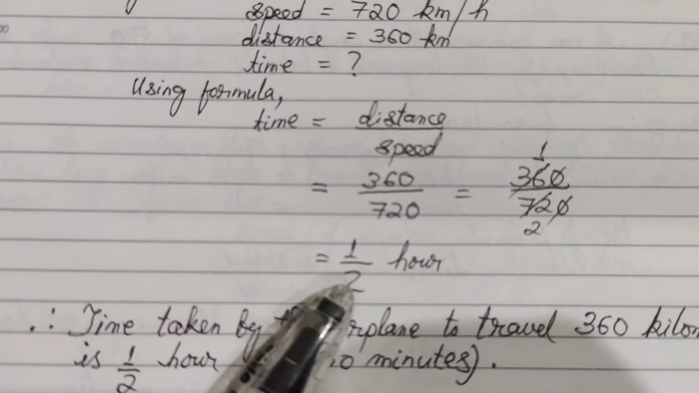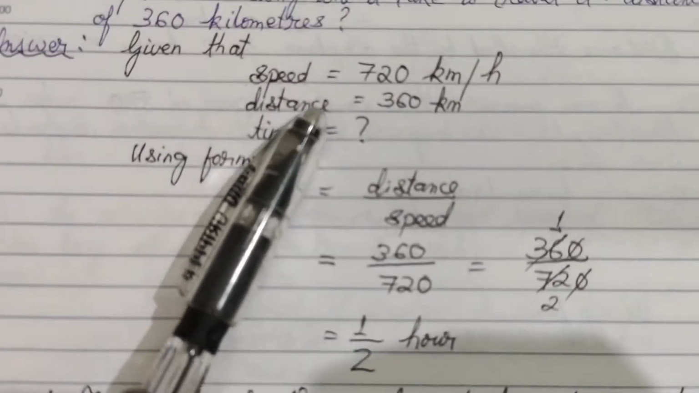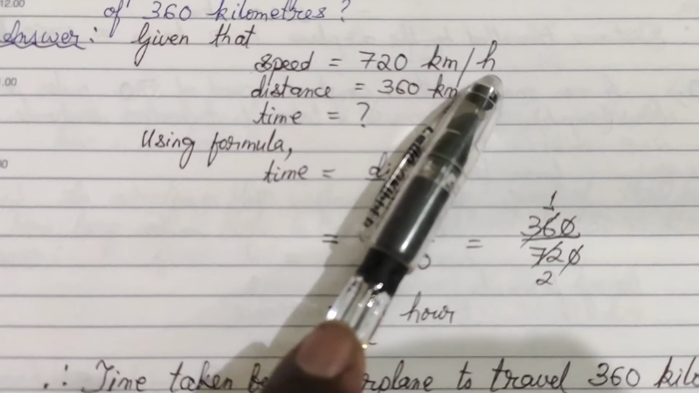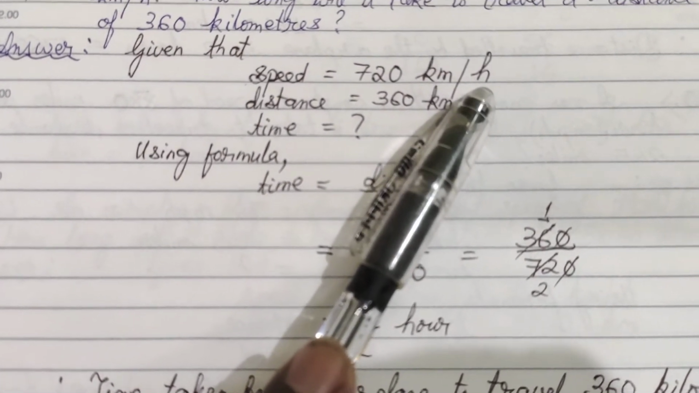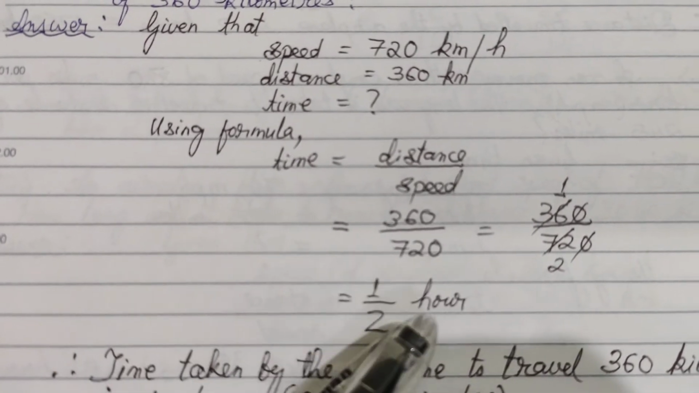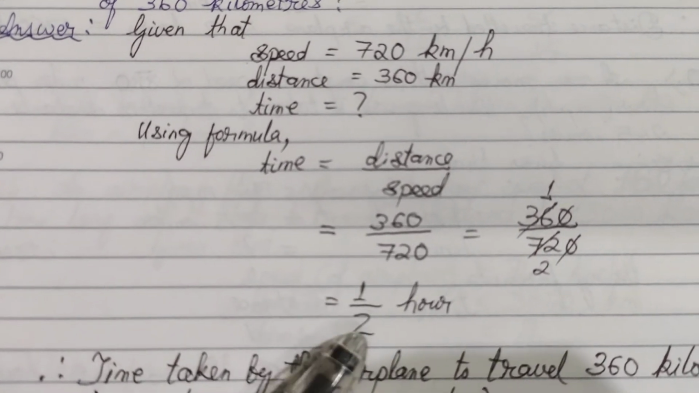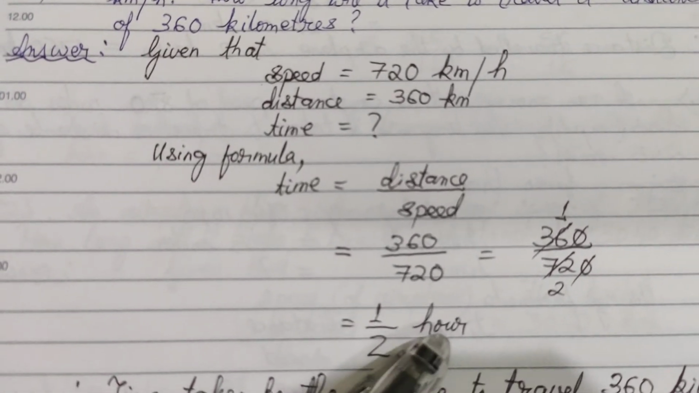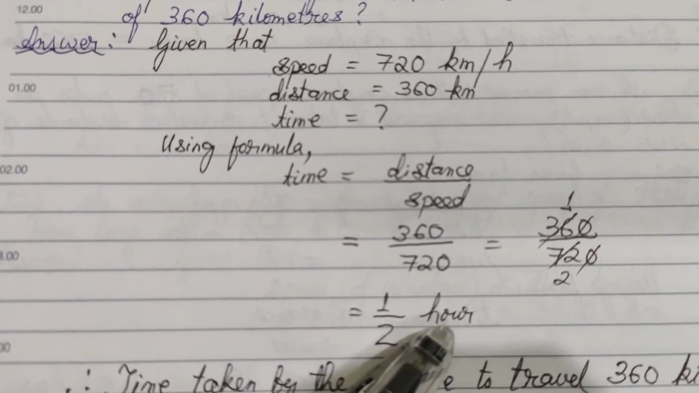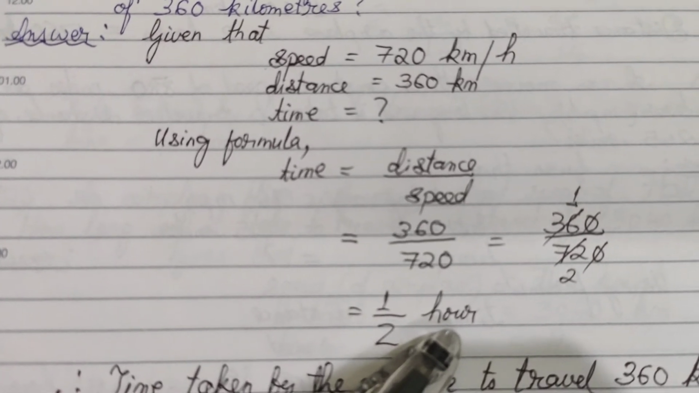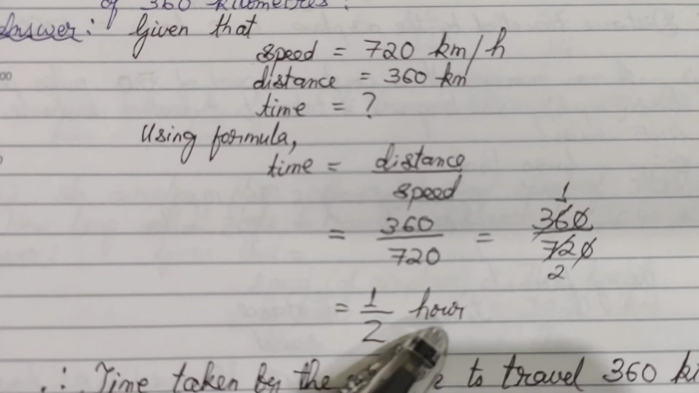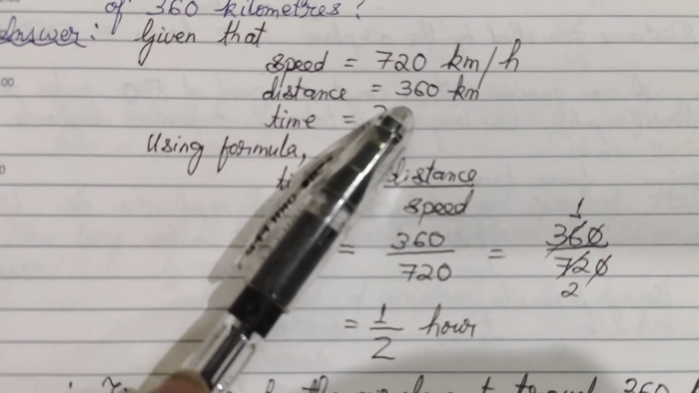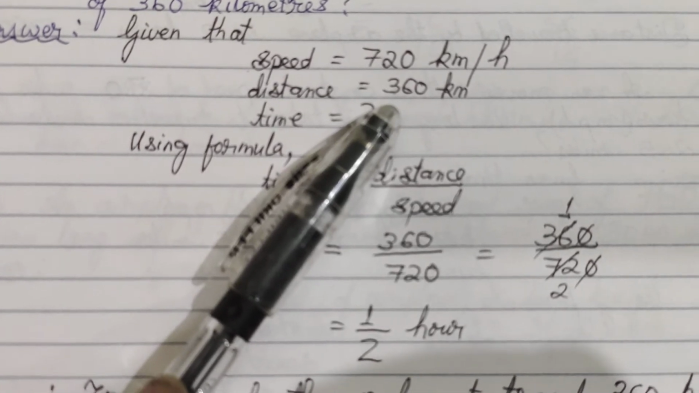Now the big question is, what is the unit of the time? For that you need to see the unit for speed. Speed is given in kilometers per hour. Here this hour refers to time, isn't it? So our time unit is hour, half hour. That means to travel 360 kilometers, it will just take half an hour. That's the fun thing about airplanes, no? They fly so fast. 360 kilometers if you go by train, it will take you about 5 hours.